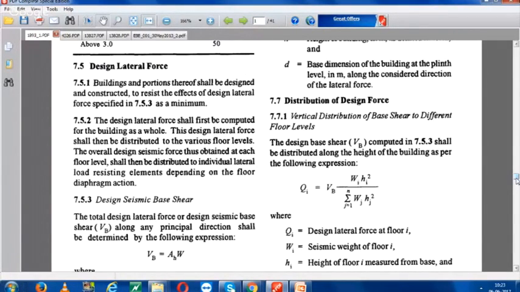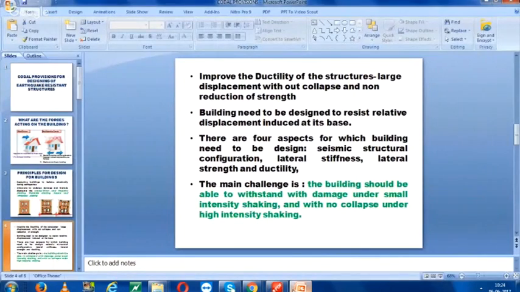So here the base shear VB is given as AH multiplied by W. In a later slide, I will tell you how to calculate this base shear. Then there are 4 aspects of the buildings for which the building needs to be designed. First is seismic structural configuration. The first aspect you need to design is the configuration of that building. The configuration and shape of the building matter a lot during the earthquake resistant design of a building.